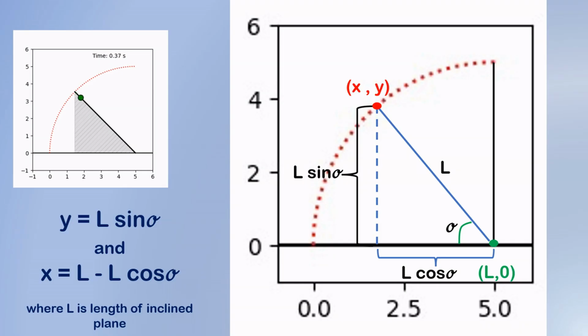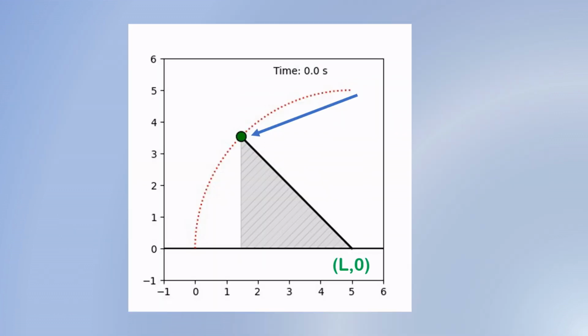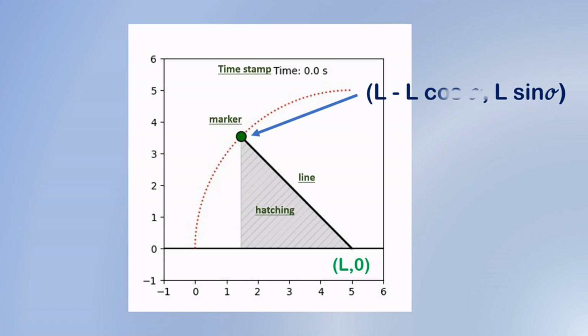Now that we are done with generating this dotted circle, we proceed further ahead by plotting this green marker, this line representing the inclined plane, this hatching, the timestamp on the top. We notice that the line is drawn from the coordinates L, 0 to L minus L cos theta and L sin theta. With these preliminaries, we dive into the code.